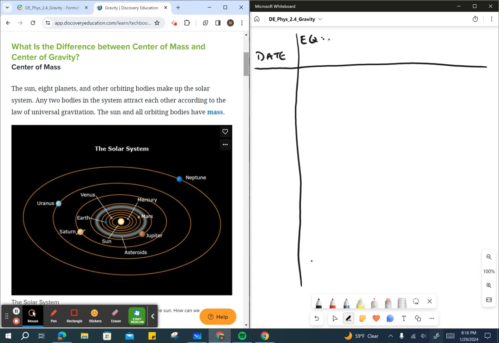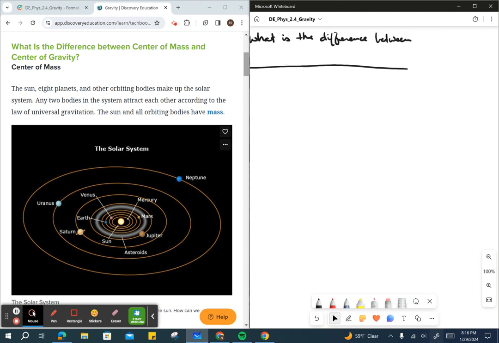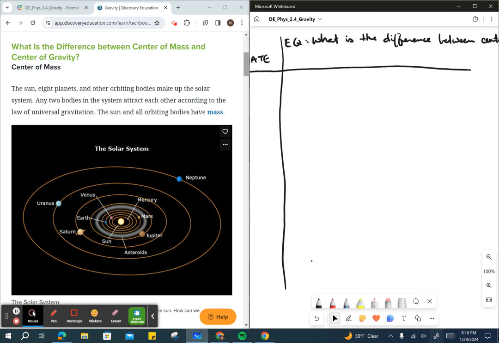What is the difference between center of mass and center of gravity?